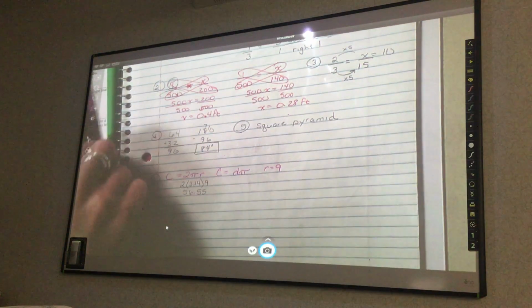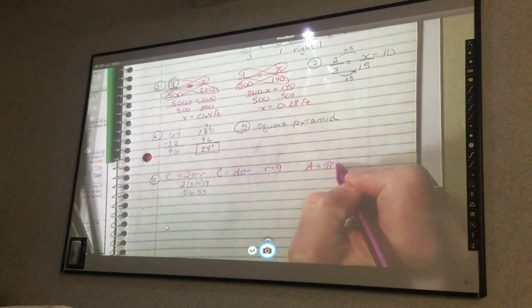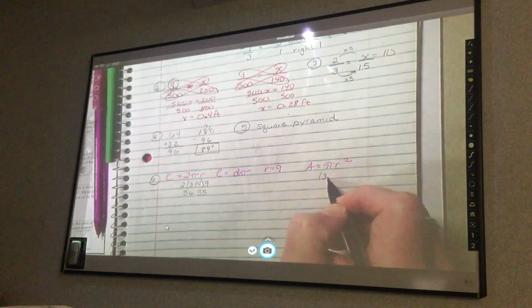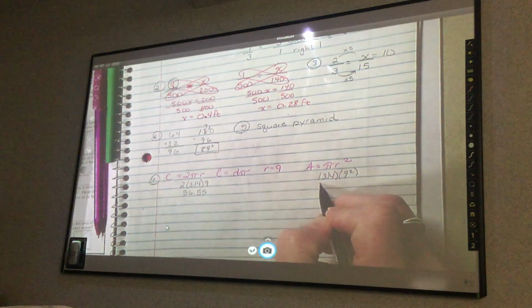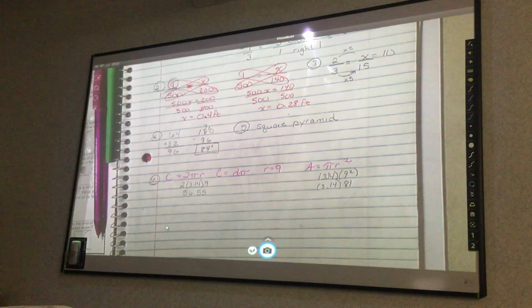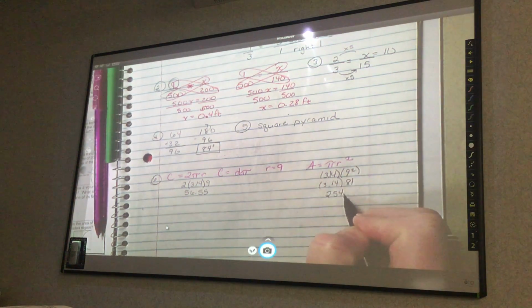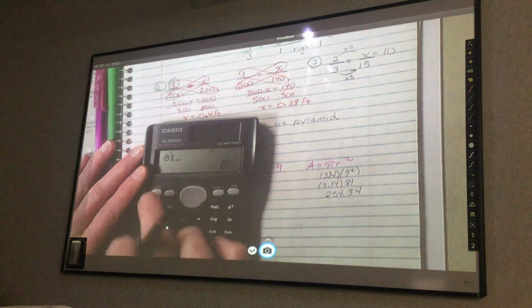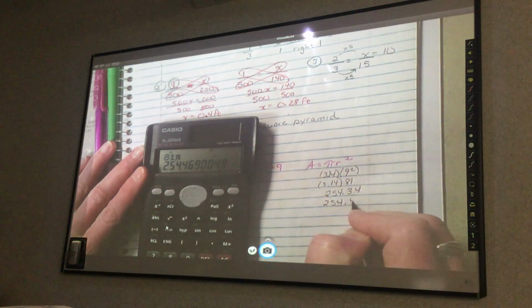But then it also told me that I had to find the area. Area equals pi r squared. So I take 3.14 times 9 squared. So it's 3.14 times 81. That's 254.34. If I use the pi button though, I got 254.47.